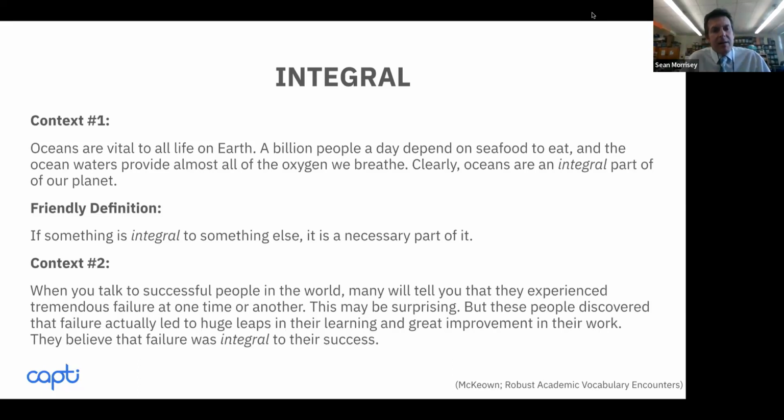I'll just let you take about 20 seconds to read those contexts. So as you see with the word integral, this is our initial exposure to the words with students. We just discuss the two different contexts, and we discuss the student-friendly definition for the first couple of minutes.